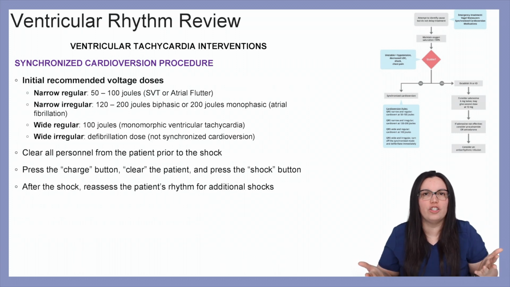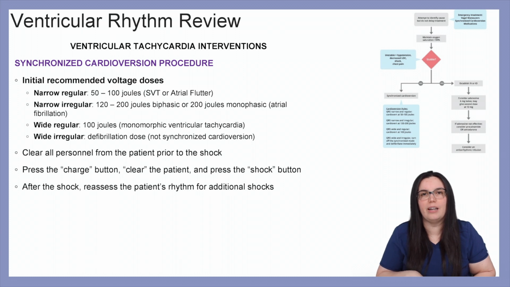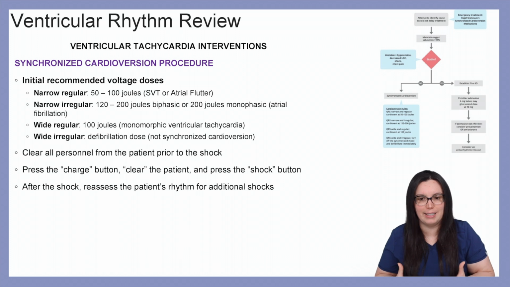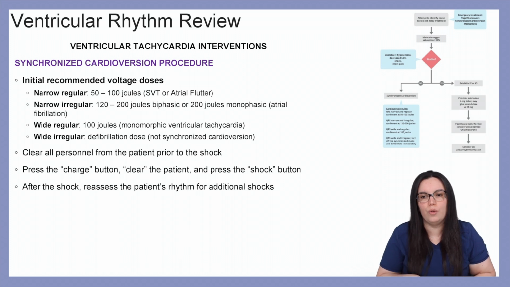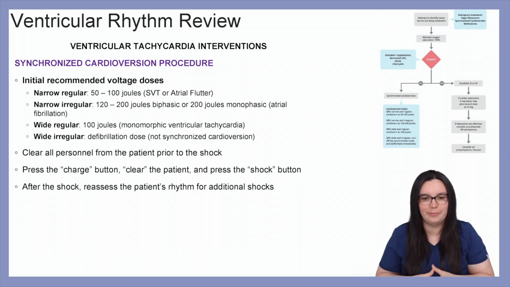So what do our voltage dosages look like? The initial recommended voltage doses for narrow regular is between 50 to 100 joules for our SVT or atrial flutter. Our narrow irregular rhythms are going to be between 120 to 200 joules if we're using a biphasic defibrillator, or 200 joules for a monophasic defibrillator. We see this most with our atrial fibrillations.